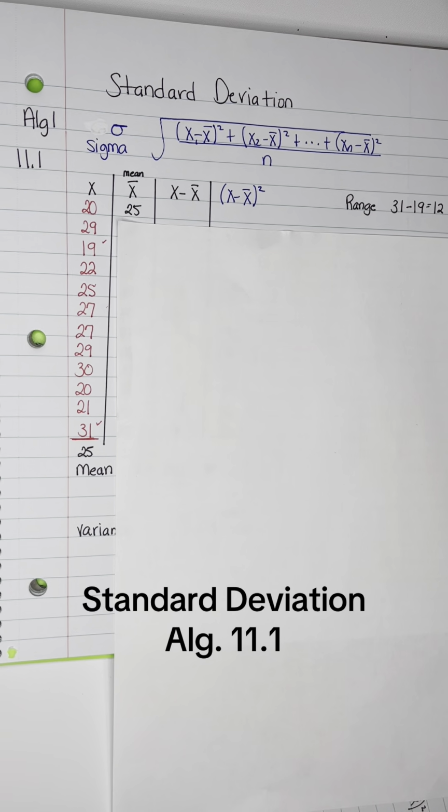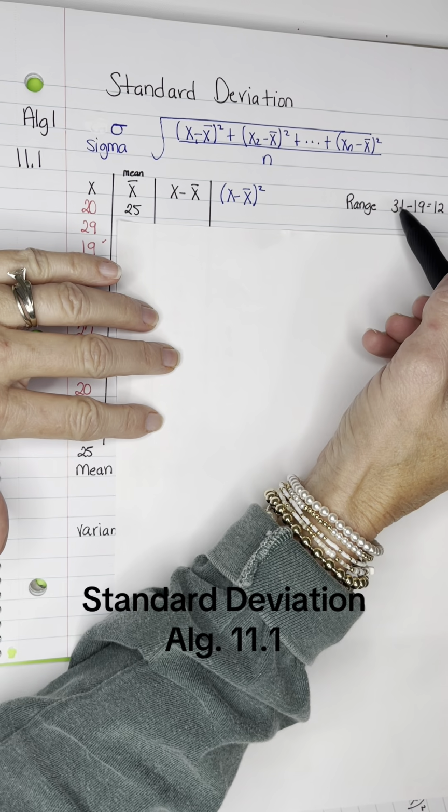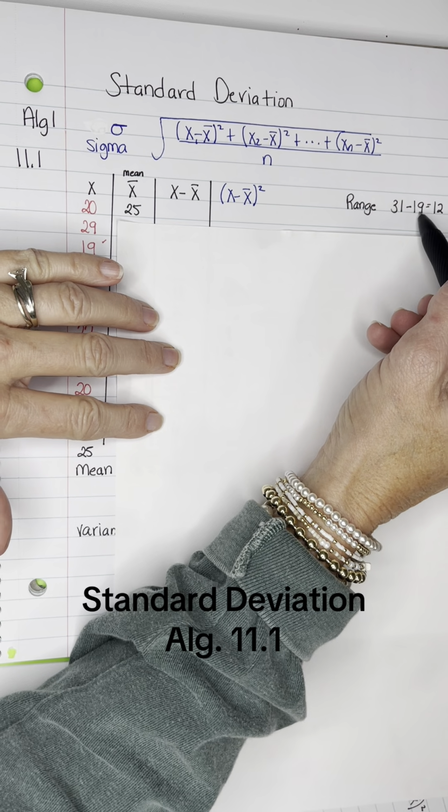A measure of variation is a measure that describes the spread or the distribution of a data set. And one of the easy ones that you learn when you're young is the range, where you take a data set and you just subtract the highest number minus the lowest number.